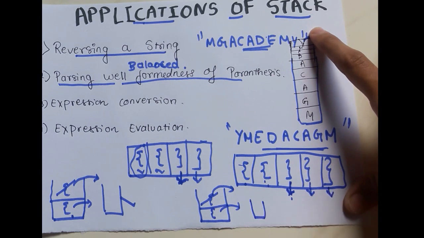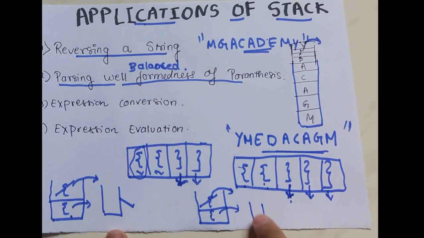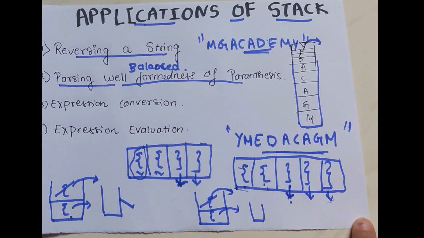But there is one more right parenthesis left, isn't it? And there are no parentheses in the stack. The stack is already empty, which means that the string is not balanced. If there was one more left parenthesis, in that case the string was balanced.